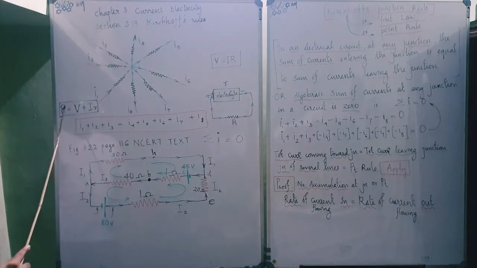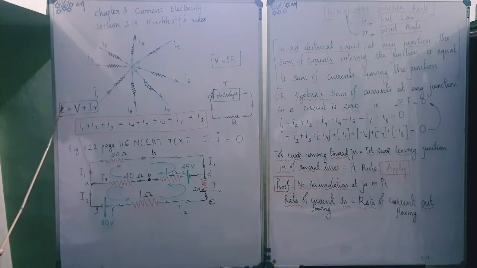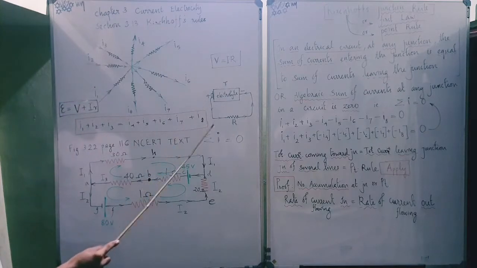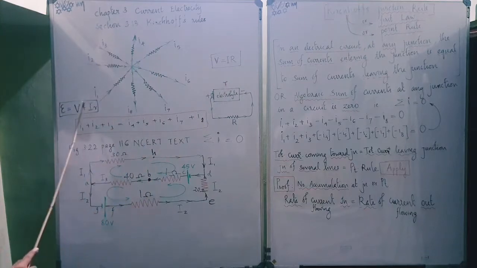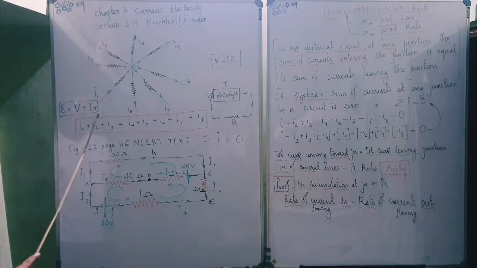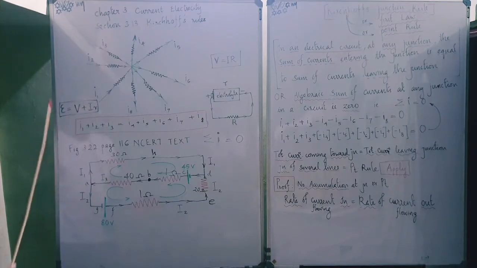So the electromotive force, which is represented by this epsilon, is equal to the total potential difference plus the internal resistance contribution into the current flowing through it. This is written by the equation given in the box.